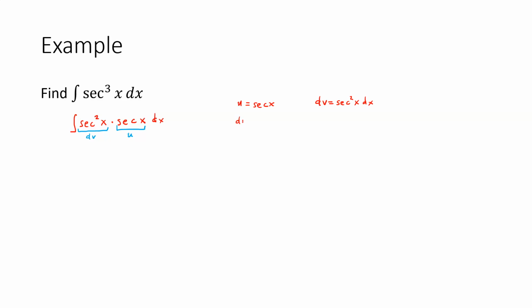So then the derivative of secant is secant x tangent x, and the antiderivative of secant squared would be tangent x. So when we do parts, we'll have u times v, which is secant x tangent x, minus the integral of v times du, so that would be tan x times secant x tangent x. So here secant x tangent x times tangent would give me another power of tangent there.